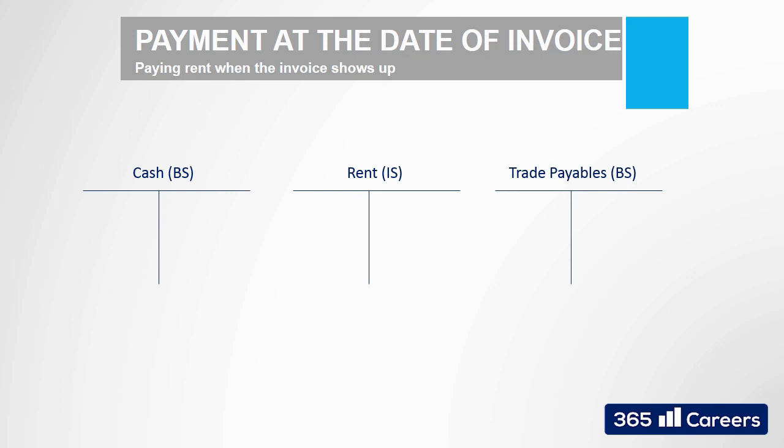Now let's consider the first scenario, when the payment and the expense recognition occur at the same time. We will pay $1,000 for rent. Our cash will decrease by $1,000. And because it is an asset, we'll have to credit it for $1,000. And then we'll debit rent for $1,000 because it is an expense and it increases.